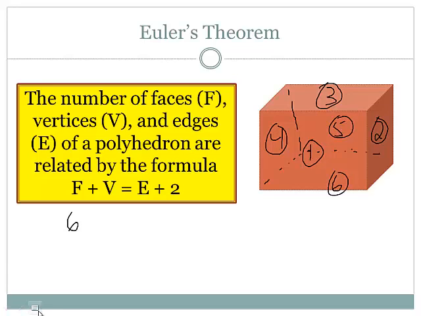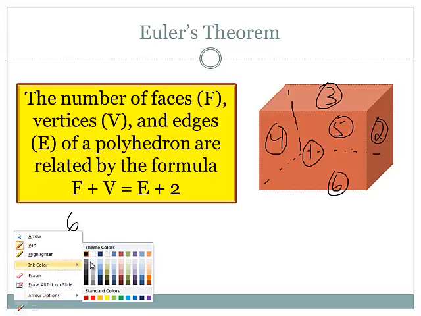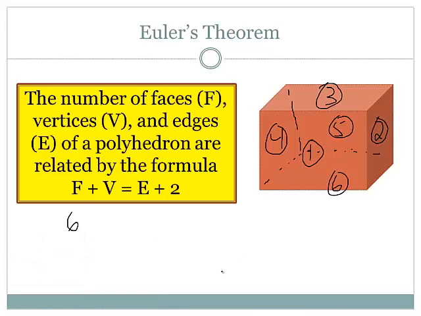And now let's count up the number of vertices. We'll do vertices in blue. Where the edges connect make the vertices. So we have 1, 2, 3, 4, 5, 6, 7, and finally, remember the one down here, 8. So I'm going to have 8 vertices. It is equal to the number of edges plus 2.